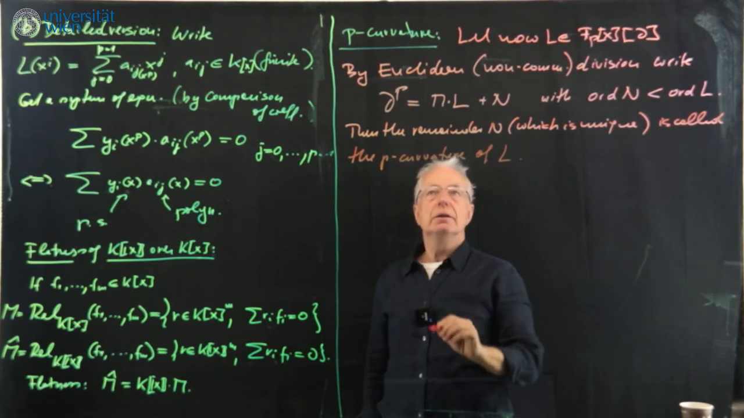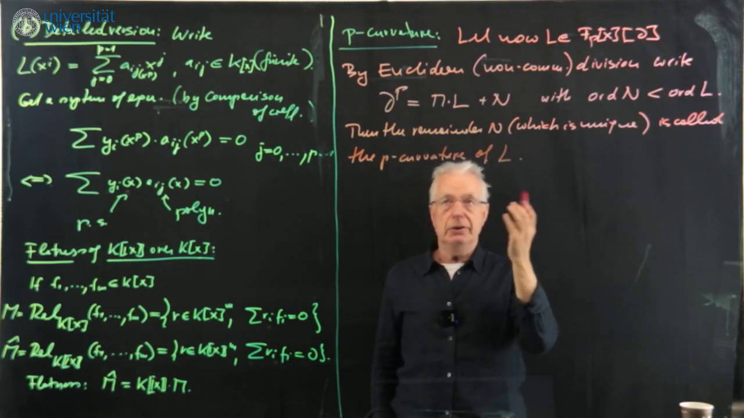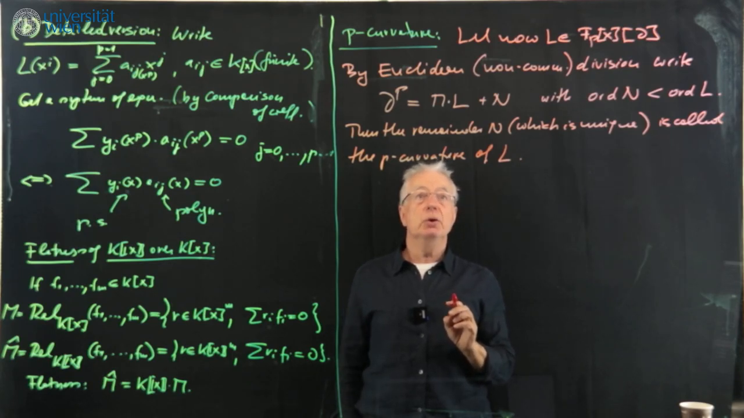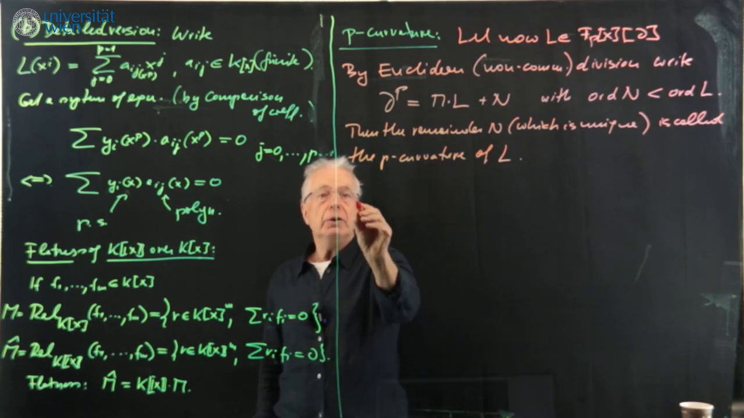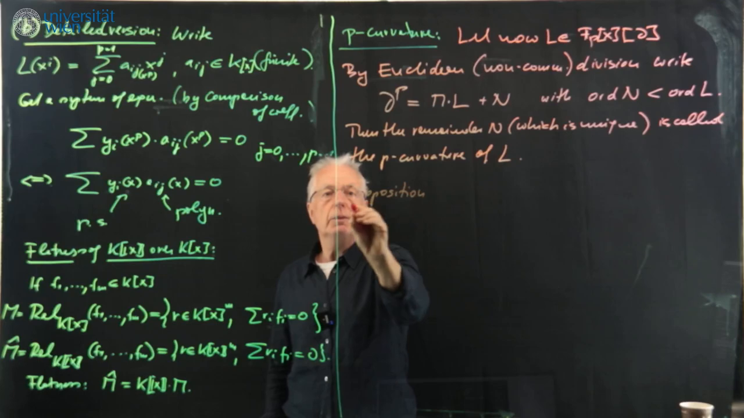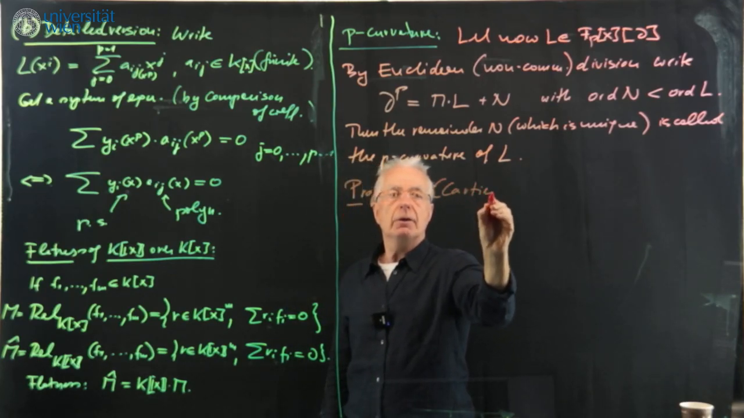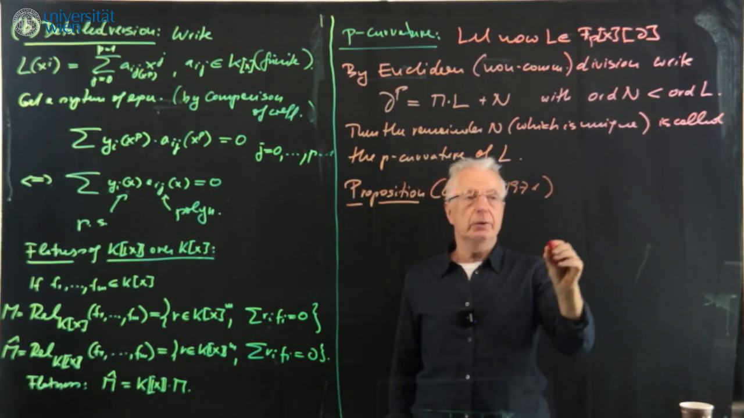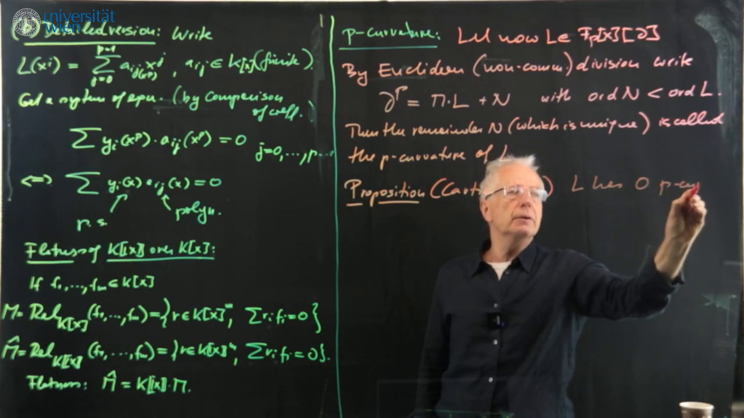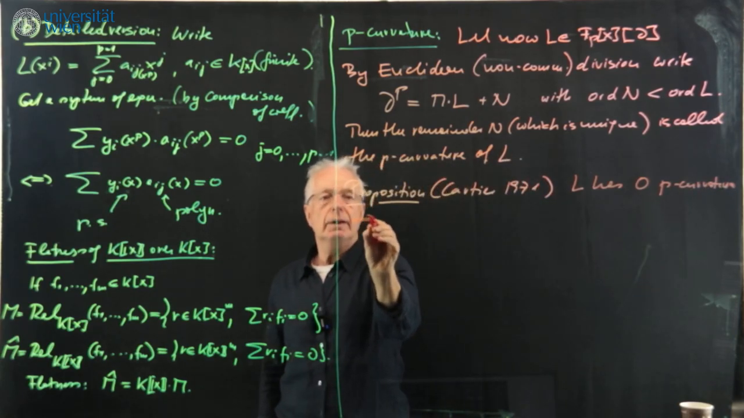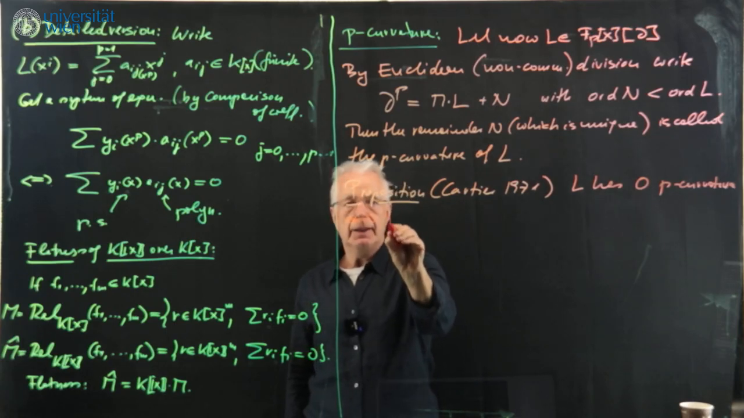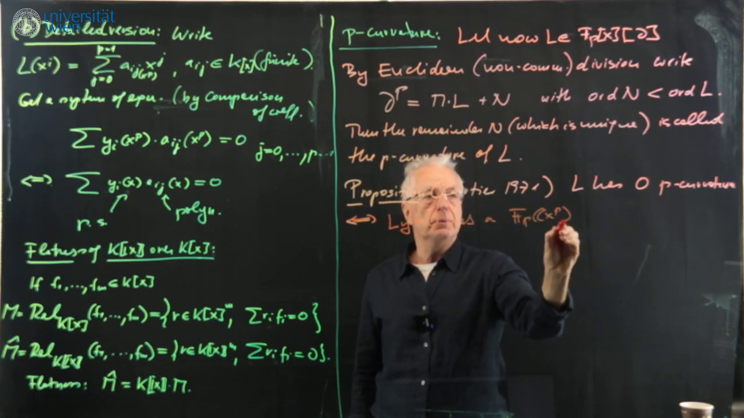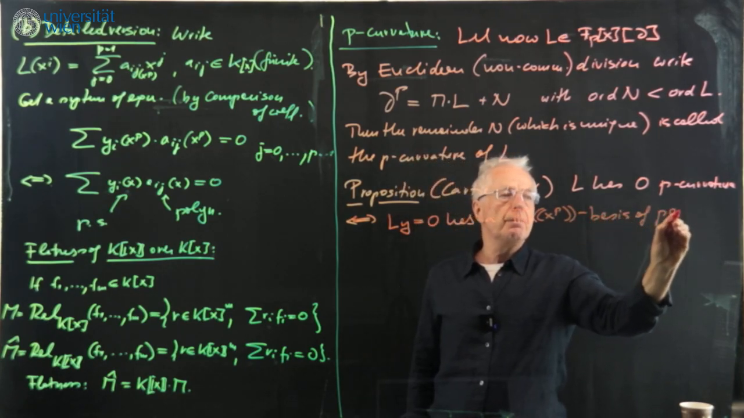Now, this is, of course, a definition which does not give you any insight, but I will immediately give you a characterization of when this p-curvature is zero. This is an interesting case. So, a proposition which is due to Pierre Cartier, I think 1971 or something like this, gives you a criterion for when the p-curvature is zero. L has zero p-curvature if and only if Ly equals zero has an F_p((x^p))-basis of power series solutions.